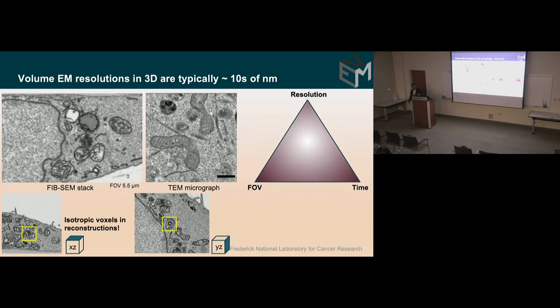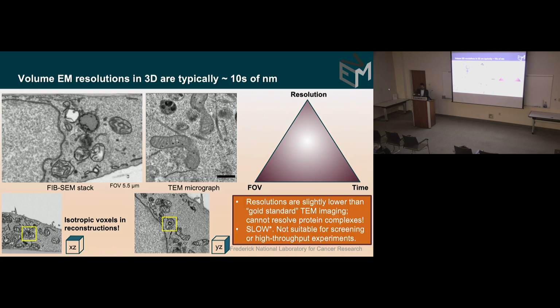But like any other imaging approach, we're still stuck in this Bermuda Triangle. You can pick two, but not three. You have to get great resolution and a large field of view, but you're going to take a bucket load of time, or you have to compromise something else. So that's still an inherent limitation with volume EM. The resolutions, as I mentioned, are slightly lower, and the biggest issue, of course, is that it is slow. So it's not like high throughput fluorescence imaging, whole plate scanning, et cetera. It's much better for deep characterization of features at the cellular and subcellular level.